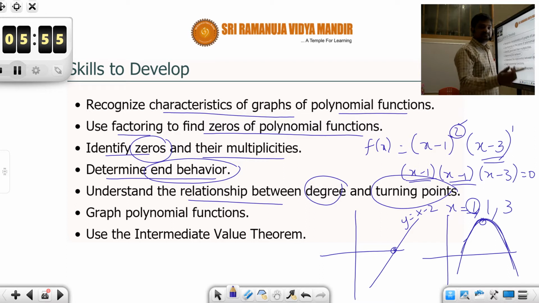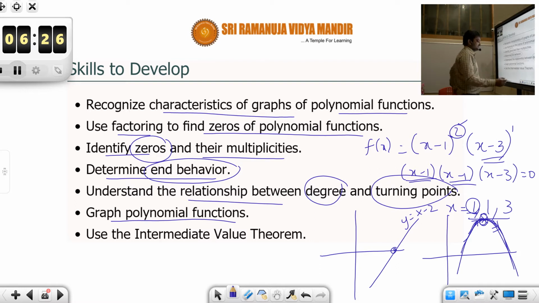So whenever you see the graph change its direction, the points at which it changes direction, see here it is going upward till this point, whereas after this point it is coming downward. So these points we'll call turning points. Okay students, turning point means the points at which the graph tends to change its direction. So all these terms are very, very important, and then you need to learn how to graph this polynomial function.